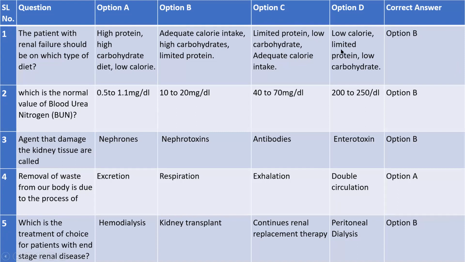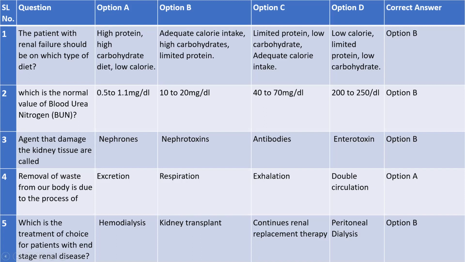And here, low calorie, limited protein and low carbohydrate. Here also it is wrong, because we don't need to suggest the renal failure patient to take less calorie. Instead, we have to suggest they take calories, but in an adequate amount, and protein also, but in a limited amount. That is why option B is correct. All of you are clear, right? Yes, ma'am. Okay, you responded very nicely, otherwise I won't give these questions.